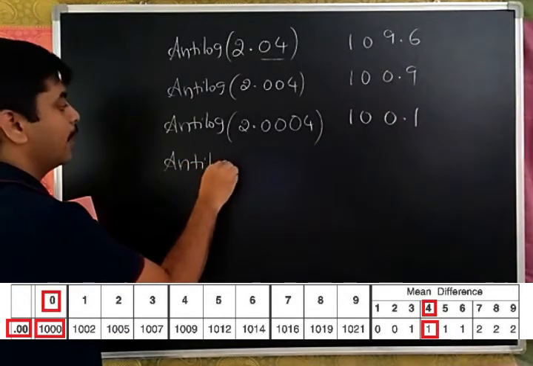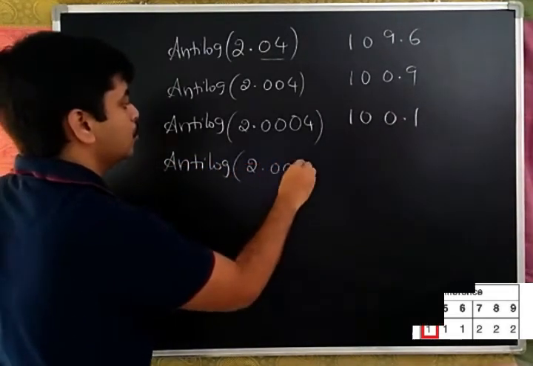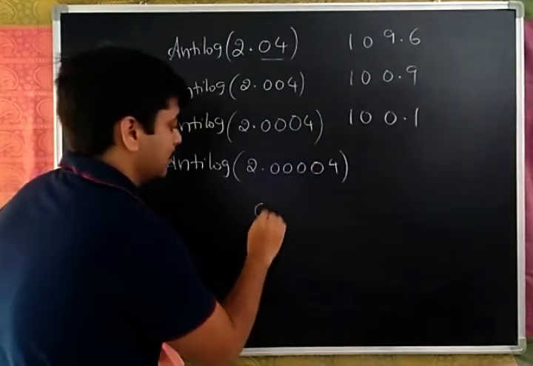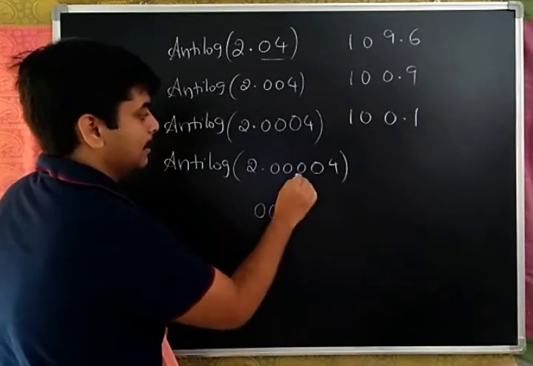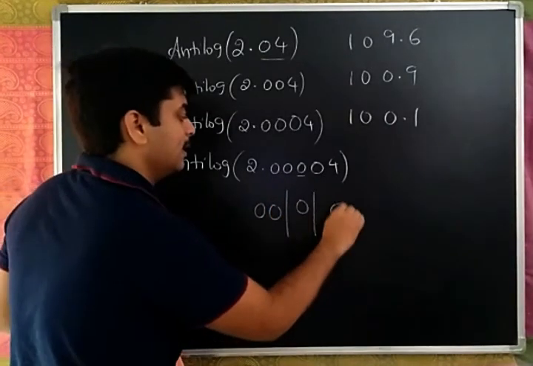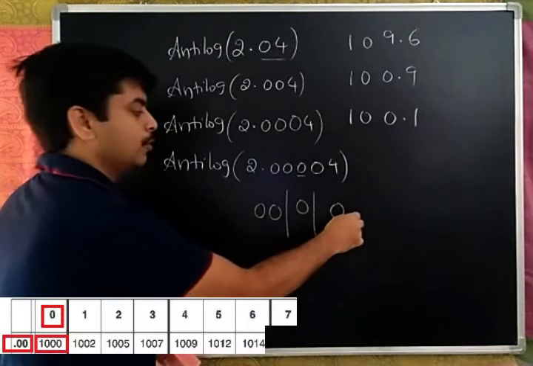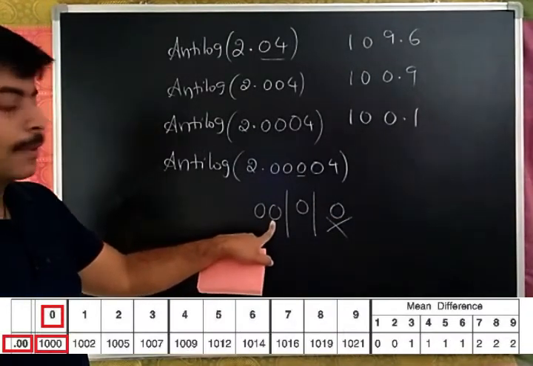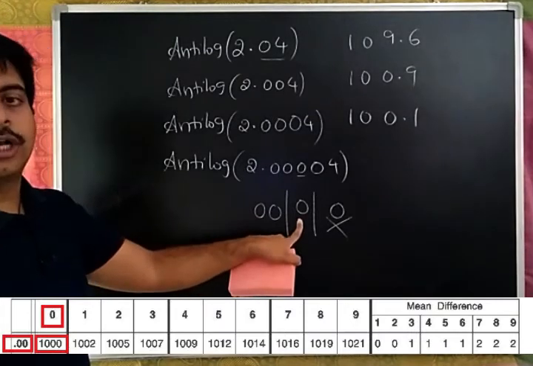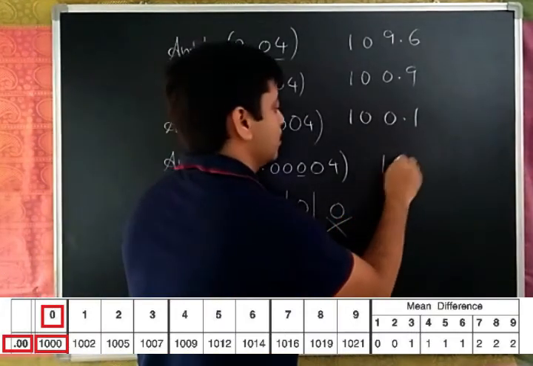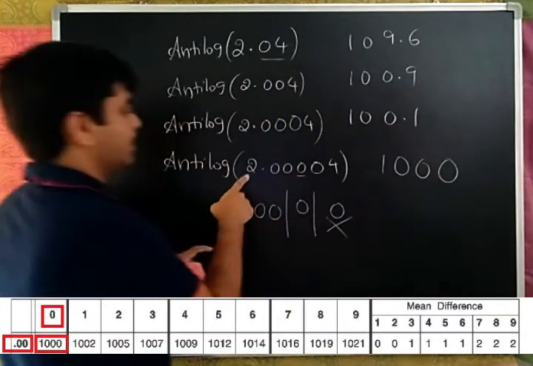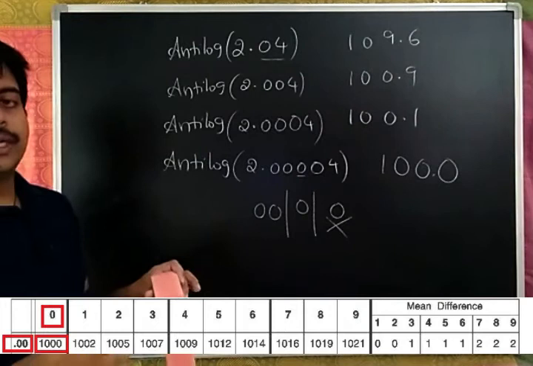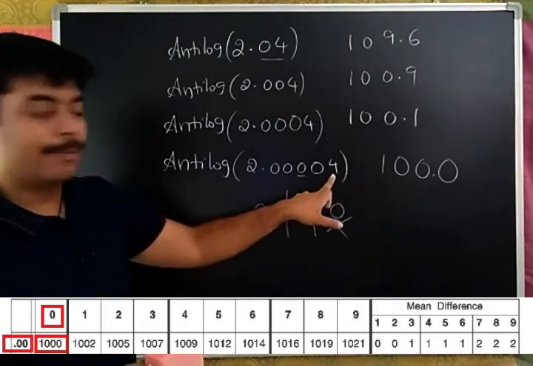Antilog of 2.1234 and then 4. So it is 0th row, 0th column, and the mean difference is also 0. Mean difference also 0 means no need to bother about that. So 0th row, 0.00, and 0th column, you will get exactly 1000. And after 3 points, it is exactly 100. Now you can ask me, sir, why are we getting 0? What happened to this 4?